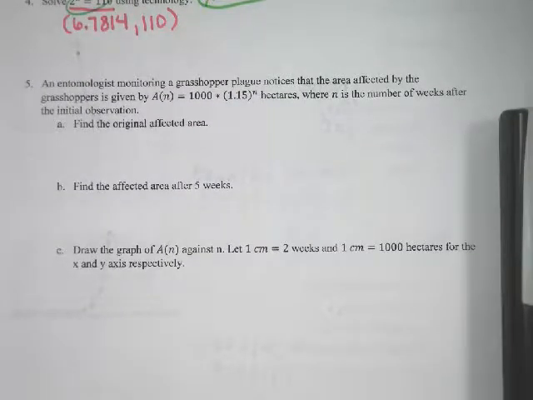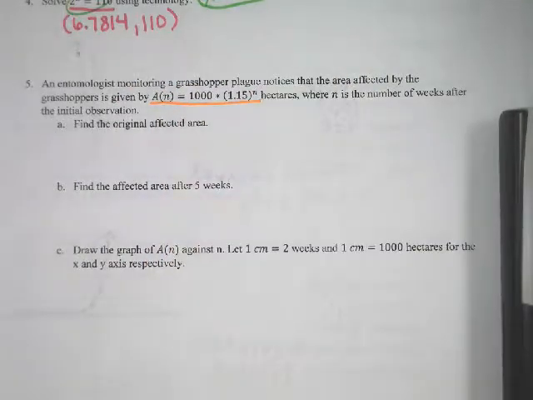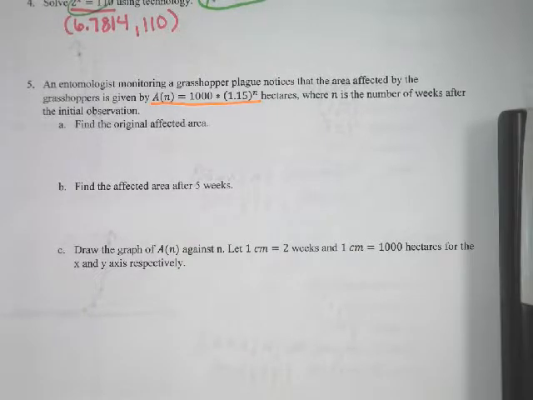All right, our next question says, an entomologist monitoring a grasshopper plague notices that the area affected by the grasshoppers is given by this, where n is the number of weeks after the initial observation. Find the original affected area. So the original affected area is going to be when our weeks are 0.